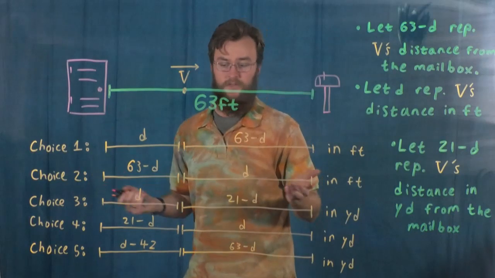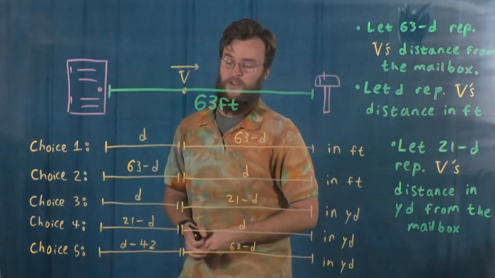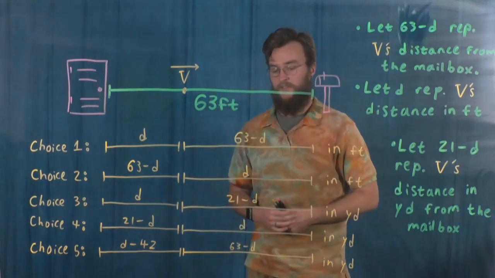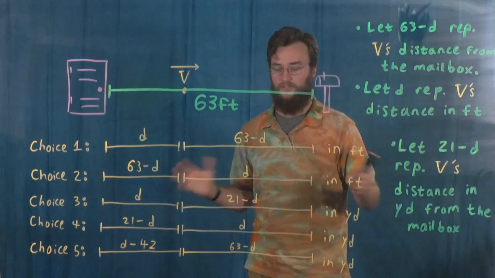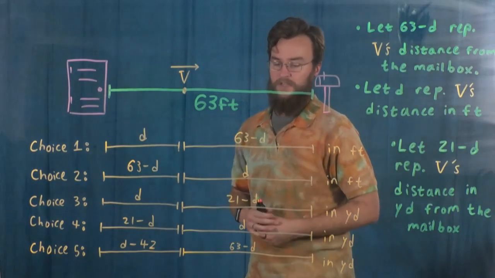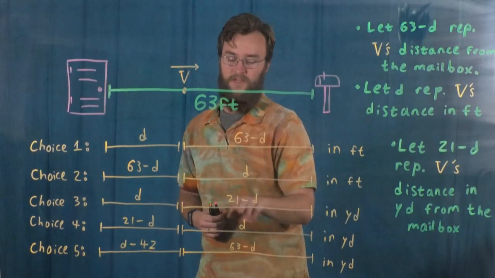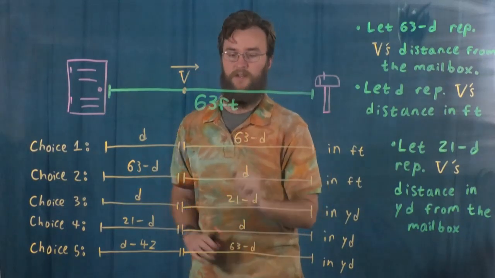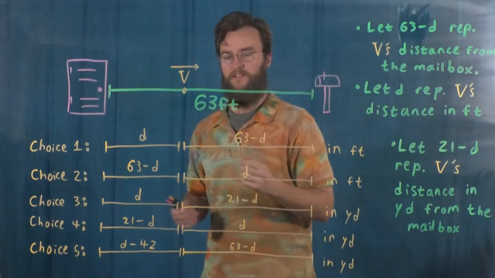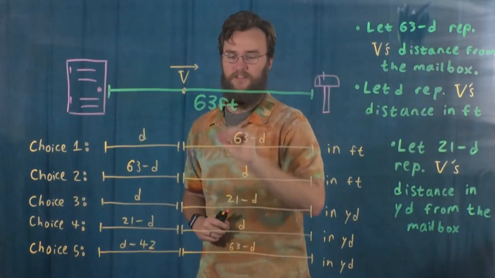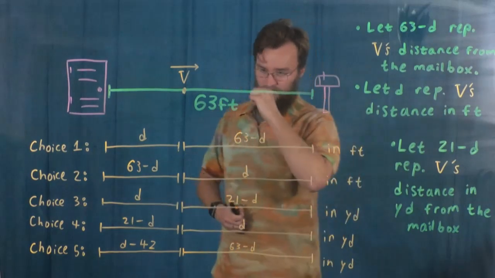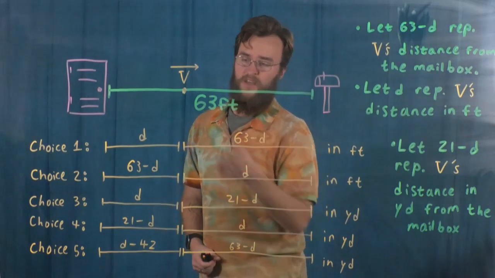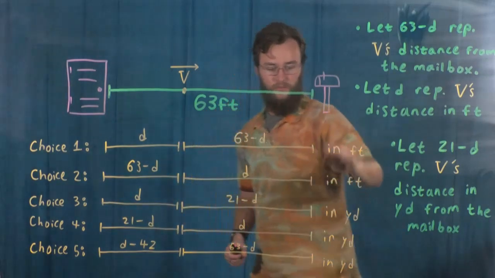You could also change the units, and say, let D represent the distance Vanessa has walked in yards. That's still a perfectly good, mathematically rigorous, consistent choice of variable. Just now you'd have to make sure that the distance remaining is represented as 21 minus D, because now these two numbers shouldn't add up to 63. They should add up to 21, because 63 feet is 21 yards. Then you could do the exact same thing flipped, where D represents in yards the distance remaining for Vanessa to walk.